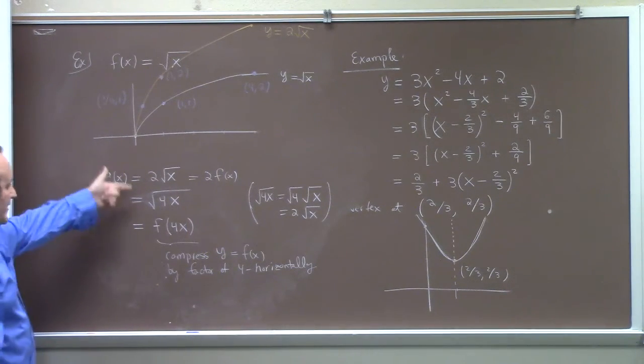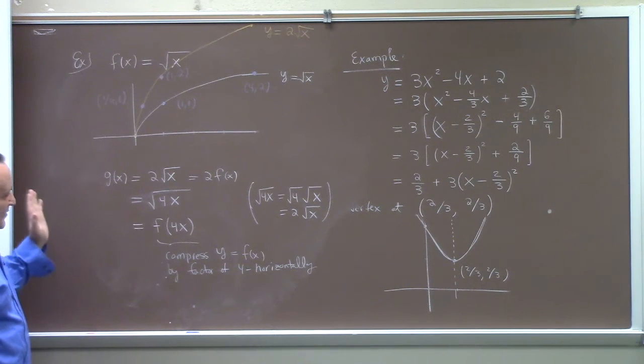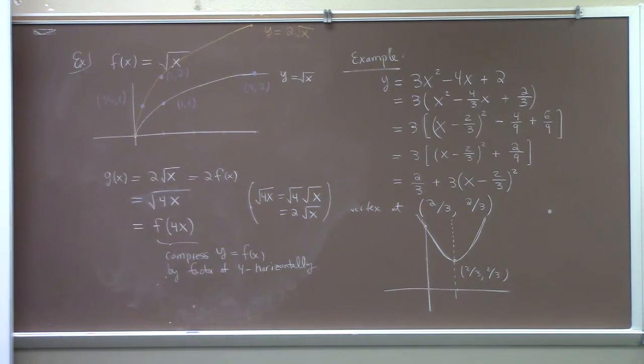So you can either look at y equals 2 times the square root of x as multiplying the y equals square root of x graph by 2, or you can look at it as shrinking the square root of x graph by a factor of 4.